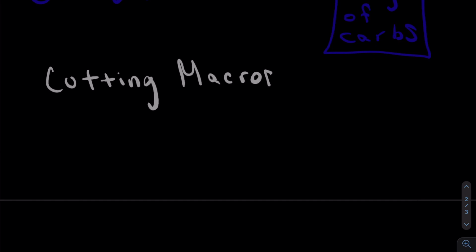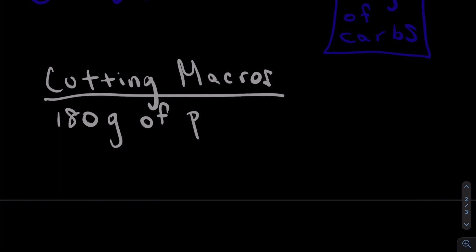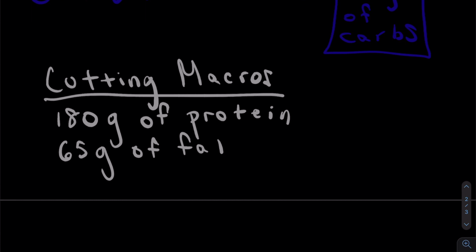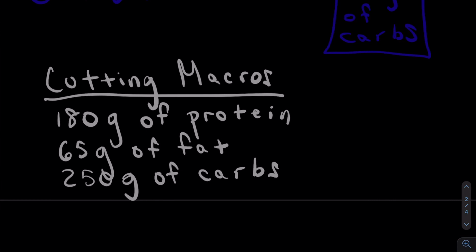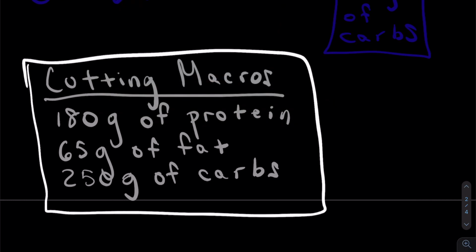The overall cutting macros for Bruce Wayne is 180 grams of protein, 65 grams of fat, and lastly 250 grams of carbs. And then when you incorporate these three things, this equals guaranteed fat loss.